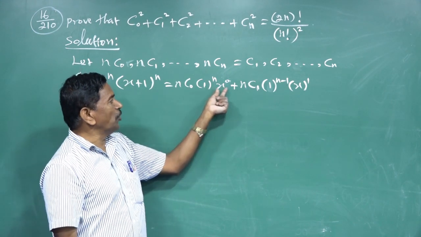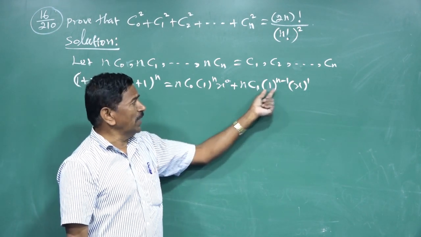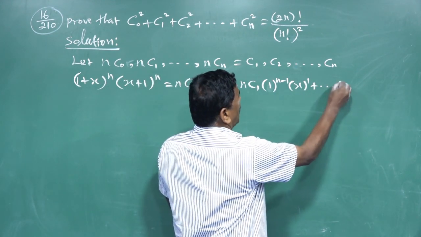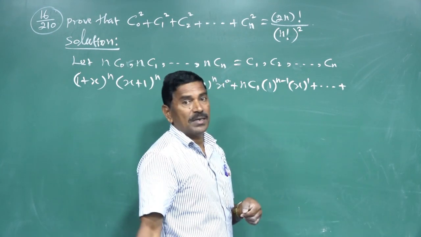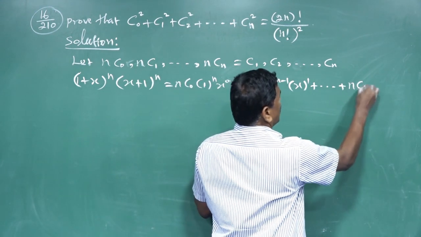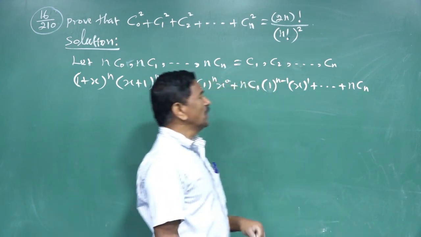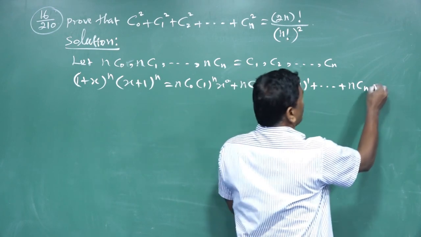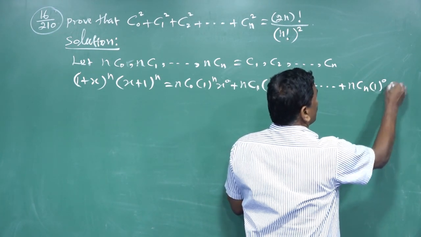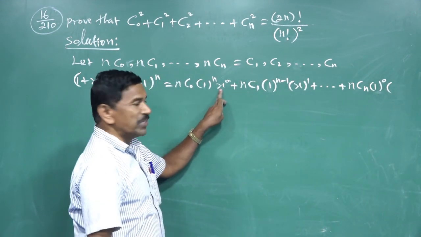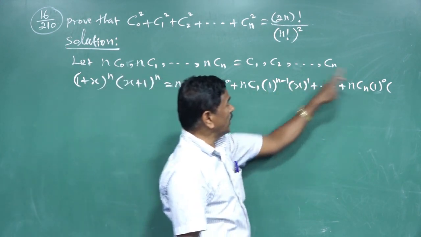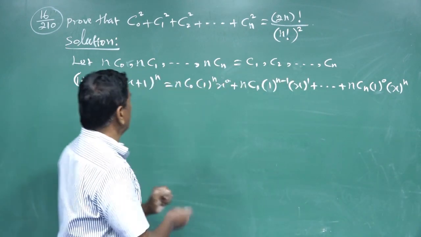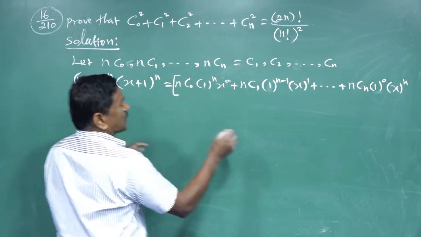nC0 1 power n into x power 0 plus nC1 1 power n minus 1 into x power 1 plus etc. plus etc. plus, can you tell me the last term? Very good, nCn into, here 1 powers are reducing, therefore 1 power 0, into, here x powers are increasing: x power 0, x power 1, etc., x power n. That's all, which is the first expansion.